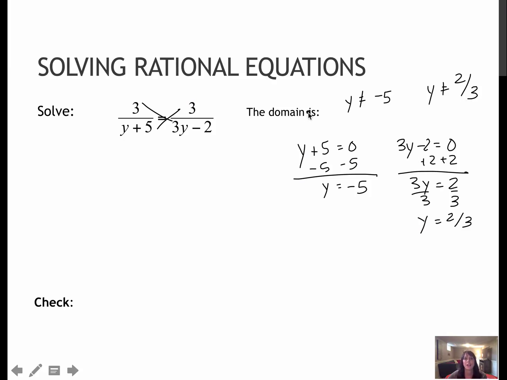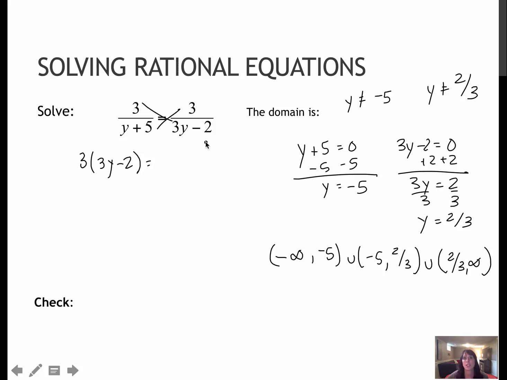So if I get to the end and y is one of those values, there's no solution. The domain, again, I would probably write that as negative infinity up to negative 5, union negative 5 to 2/3, union 2/3 to infinity. And now I'm going to cross multiply. So 3 times 3y minus 2, yes, I put it in parentheses to remind me to distribute, and then 3 times y plus 5.